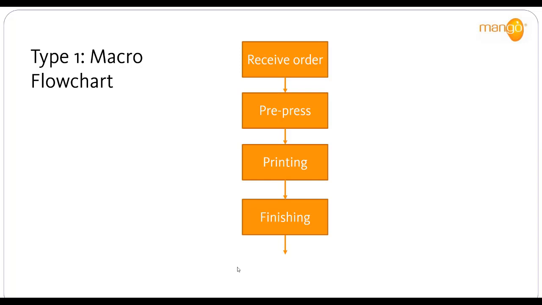After that, it may get a secondary application, maybe some extra rewind. Maybe the reel is around the wrong way, so they have to rewind it, or it needs to go through some extra checks, or it needs to be embossed. So there are different finishing processes, and then finally it gets dispatched. So that's a macro flowchart. It may go down or sideways.